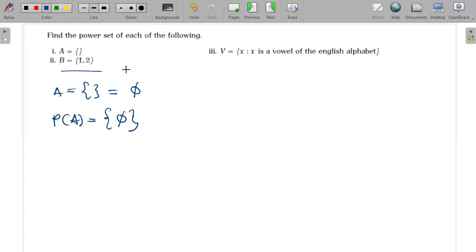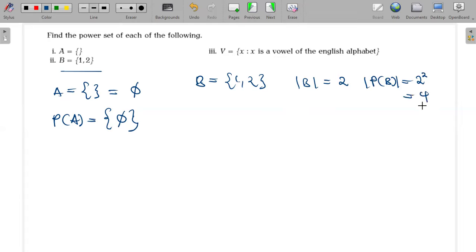And then we have B here. So B is listed as 1 and 2. So how many elements do you have there? When we talk of the cardinality of B, you have two elements there. So when you talk of the cardinality of the power set of B, it's going to be 2 to the power n, which is 2 to the power 2. And this is 2 squared. So 2 squared is 4. So you get 4 there.